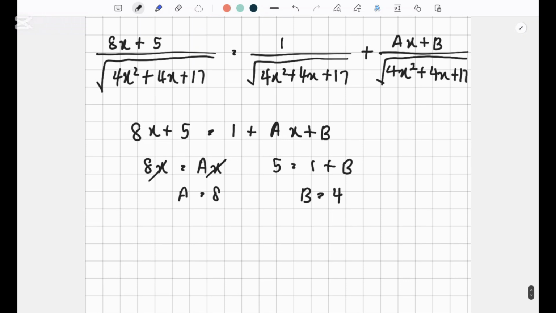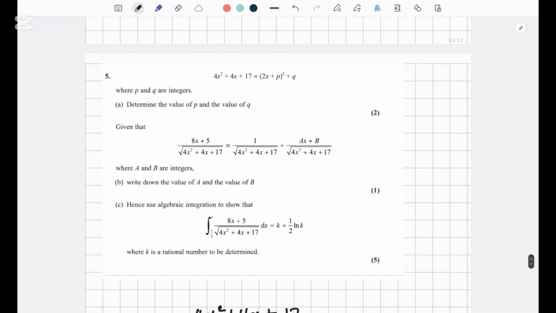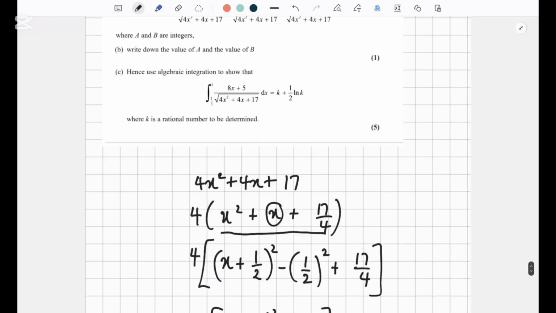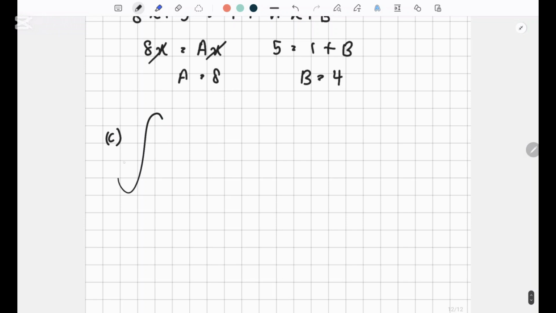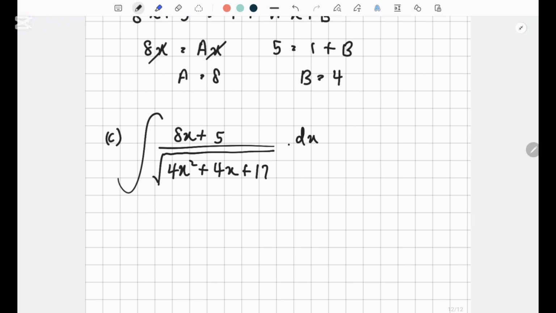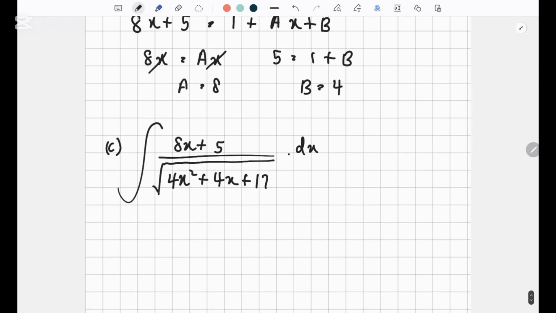So now, part C. They've given us to find the integration of (8x + 5) over (4x² + 4x + 17) dx. We have to break this down into two parts and then find the integration. That's why they've given it like that.